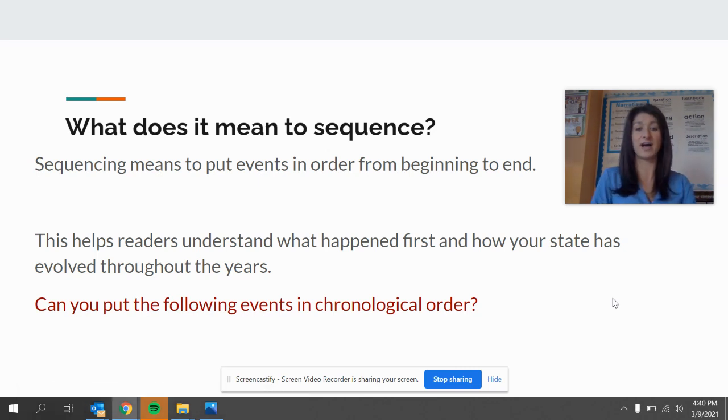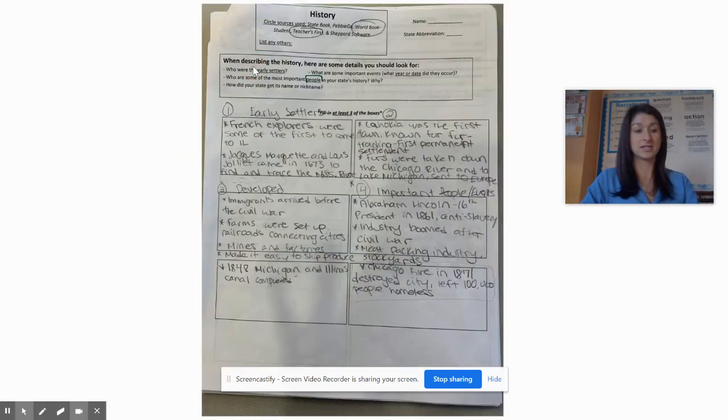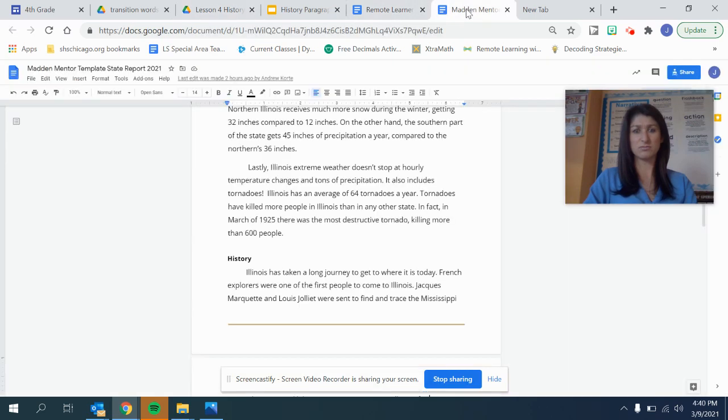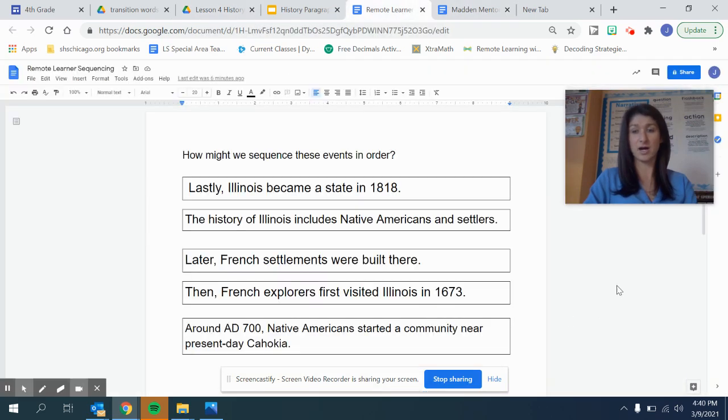So can you put the following events in chronological order? We're going to take a look at a few sentences here together, and we're going to see if we can figure out the beginning, which sentence would come first. So for instance, I have mixed up all of these sentences, and let's take a moment. I'm going to read them aloud, and maybe if you want to have a piece of paper handy or a whiteboard, something that you can try and see which ones might go first.